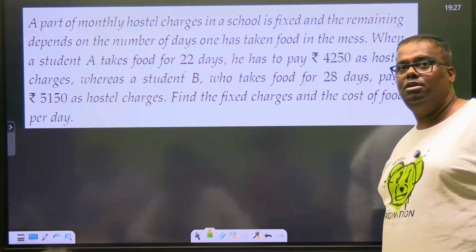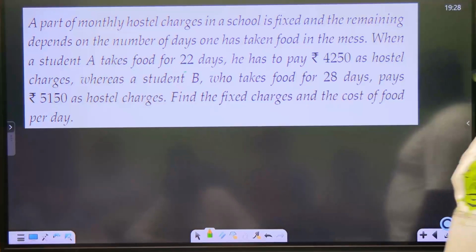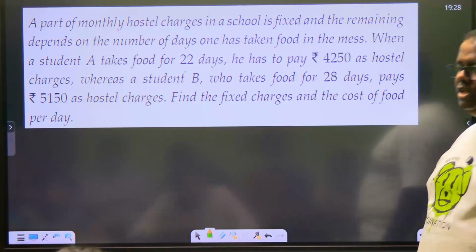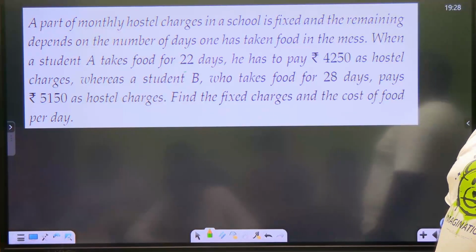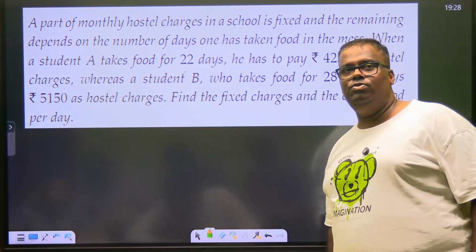The cost per day is 158. Cost per day is 158. I'm so happy. 150 rupees is your meal charge per day. And what is your boarding charge? 1250.